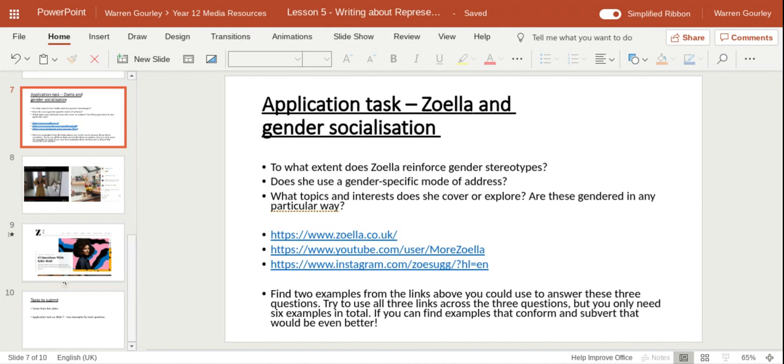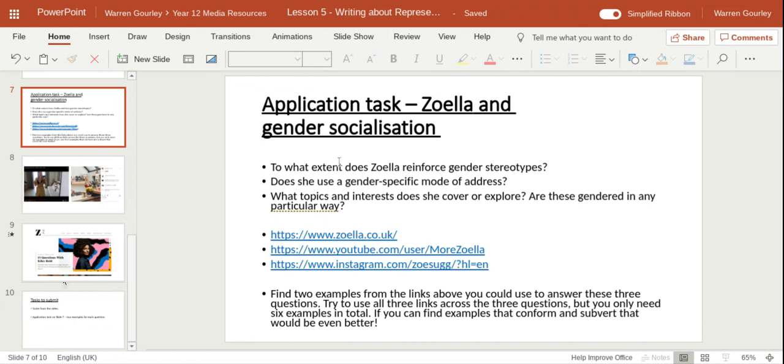So I want you to think about these 3 questions. To what extent does Zoella reinforce gender stereotypes? Does she use a gender-specific mode of address? And what topics and interests does she cover or explore? Are these gendered in a particular way? I would like you to try to find 2 examples for each of these questions. If you can, what would be wonderful if you could find one example which both conforms and subverts.